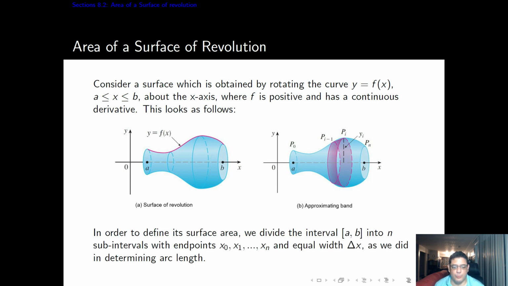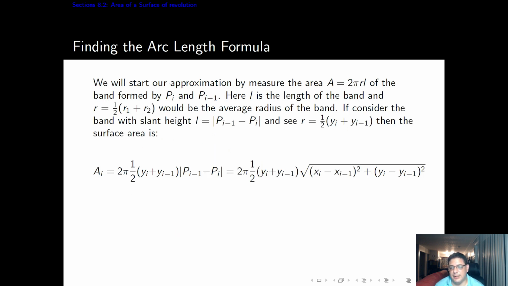Remember that we have a division of the interval a b into n intervals, and so we're going to relate each of these points P0 to Pi with the points x0, x1 up to xi. To make the calculation easier, we are going to use equal width between the different points, and that equal width here is going to be delta x. Similar to what we did with arc length, we'll start by approximating the measure.